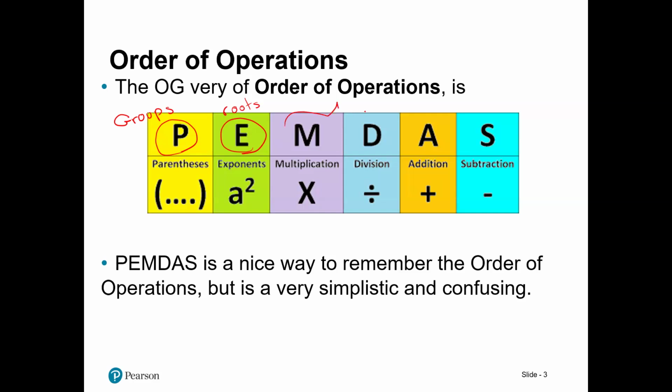Multiplication, division. A lot of times we think we have to do multiplication first, then division, but we do this going left to right. And the same thing with addition and subtraction. A lot of times when people look at PEMDAS, they forget that once again, it's whatever comes first going left to right. Like I said, PEMDAS is a very nice way to remember your order of operations, but it is very simplistic and can be a little confusing.